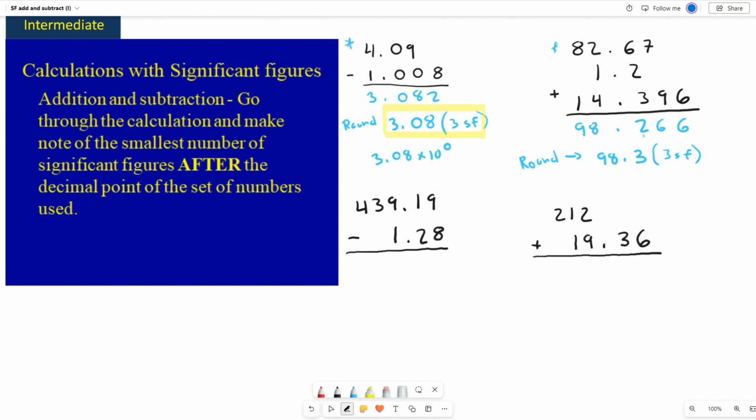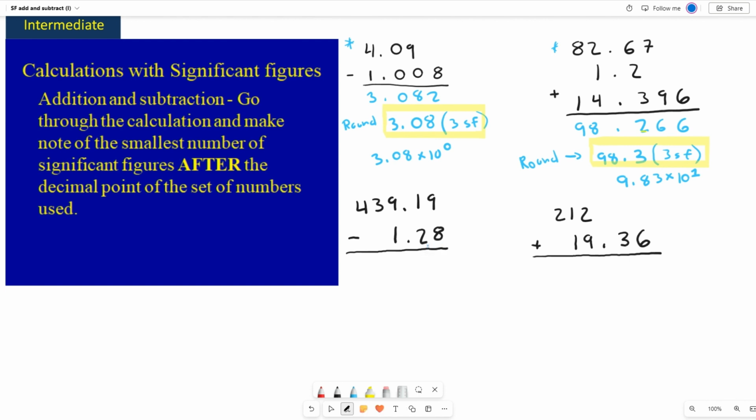And if we were to write that in scientific notation, it would be 9.83 times 10 to the 1. And that's the answer for the second problem, 98.3. For the third problem, we have 439.19 minus 1.28. Well, our 439.19 has 2 digits after the decimal, and our 1.28 has 2 digits after the decimal. So that means whatever answer we get is going to have 2 digits after the decimal.